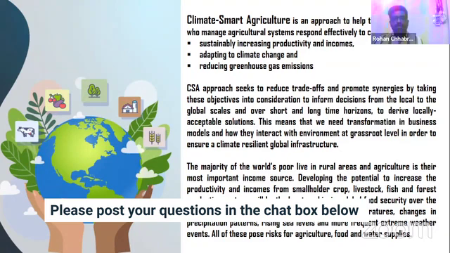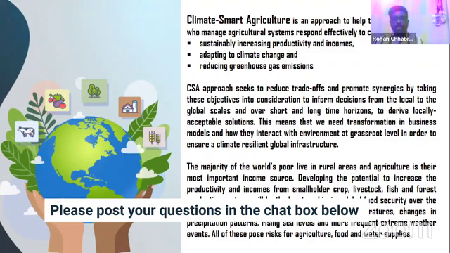Now, why do we need climate smart agriculture? So the majority of the world's population live in rural areas and are primarily dependent on agriculture as an income source. Developing the potential to increase the productivity and incomes from smallholder crop, livestock, fish, and forest production systems will be key to achieve global food security over the next 20 years.